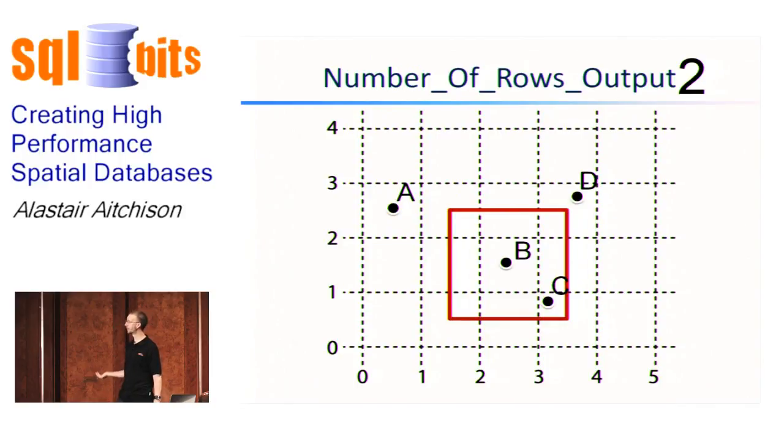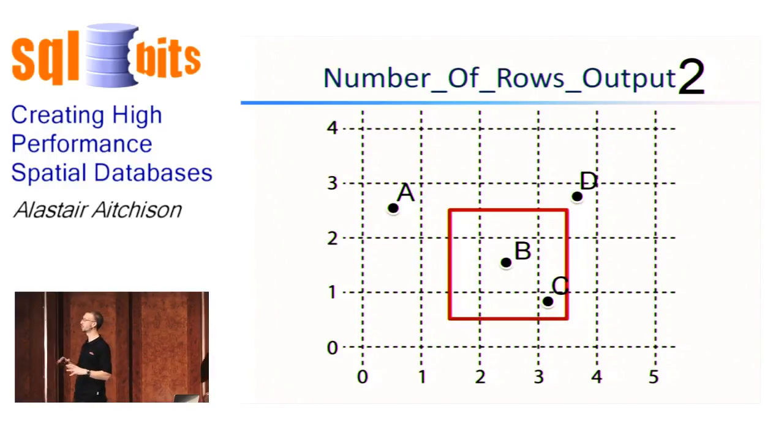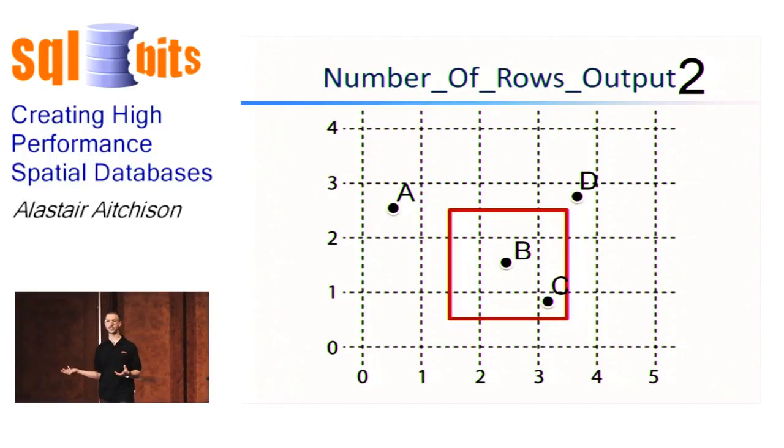So there's 2 rows output. The 2 rows are B and C. We knew that at the start. It was obvious to us they're contained in the polygon, but that's how SQL Server processes it. And the important thing to know is whatever grid settings we'd use there, if we'd had high resolution, low resolution, no grid at all, we'd always get the same results. We'd always have B and C be the answer.